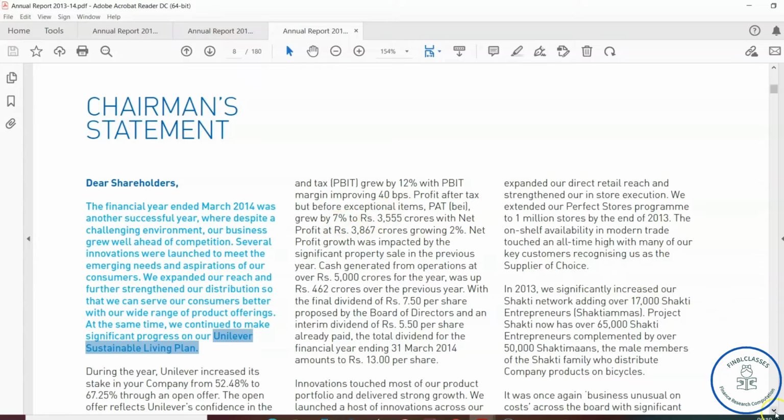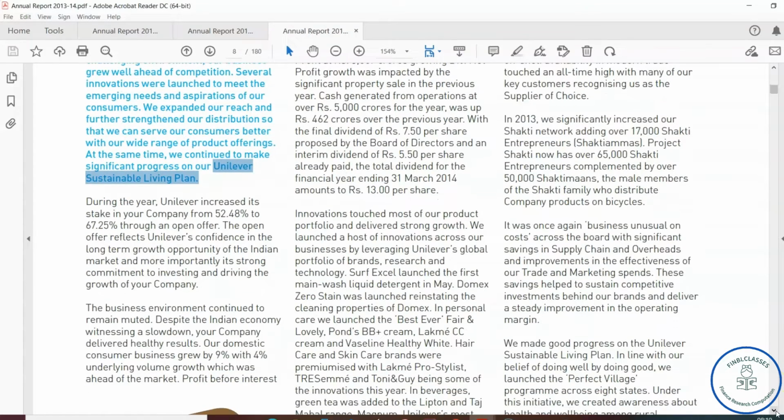In the same way, you find that in 2013 we significantly increased our Shakti network, adding over 17,000 Shakti entrepreneurs. So who are these Shakti entrepreneurs? They're talking about Project Shakti. Project Shakti entrepreneurs are supported by over 50,000 Shakti family members who distribute company products on bicycles. So now they have some plans, right?